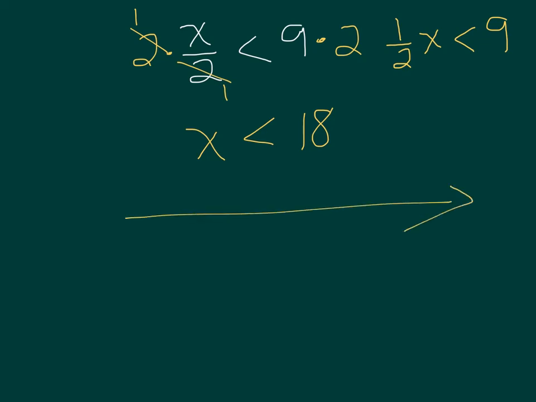And we're going to graph this. And we've got 18. We have an open circle. And we want numbers less than 18, so we're going to the left. All right. Let's go ahead and do another problem here.